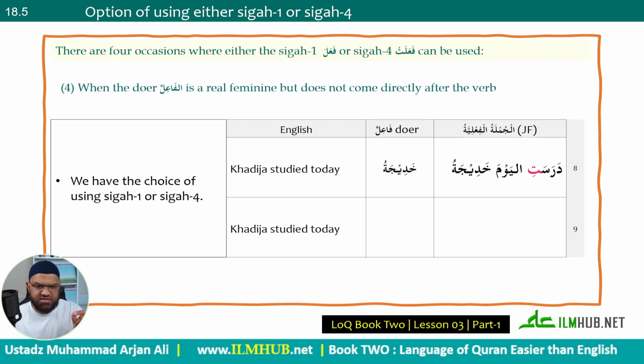Khadija studied today. Now, because there is something between the doer and the verb, I can also use darasa al-yawma Khadijatu. So Khadijatu is the doer. Again, there is a separation with al-yawma coming in between. So that gives me the flexibility.